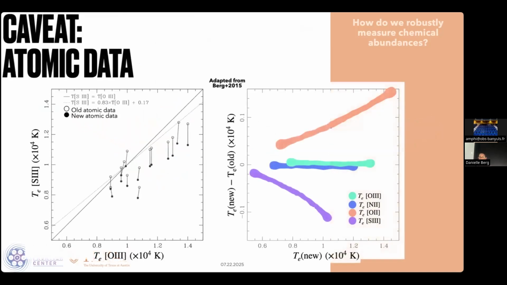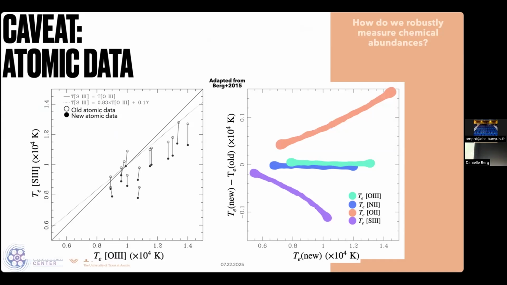One other caveat that I wanted to mention is that atomic data is also really important. Sometimes we like to think that surely we must know what everything looks like in the laboratory, but things are still changing. When I did this paper back in 2015, there had been some huge updates to atomic data in 2012. So just as a reminder, some of you I know are using strong line calibrations from 2004, 2006, some of the older strong line calibrations that used old atomic data. You're going to get different results than if you use a calibration that has used more recent atomic data.